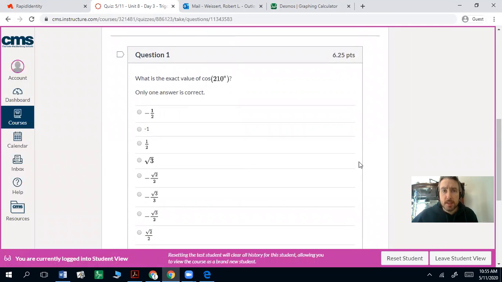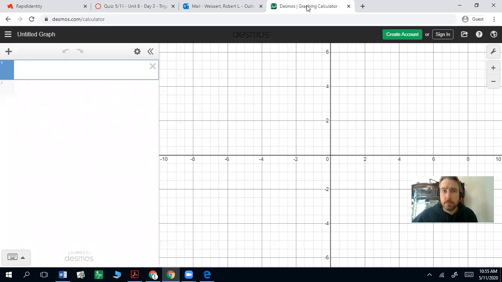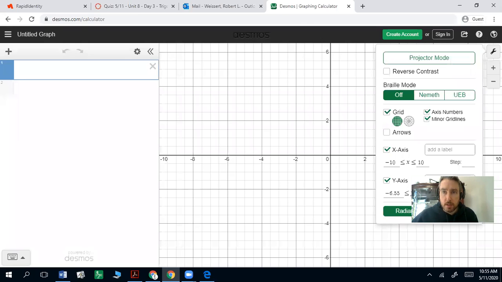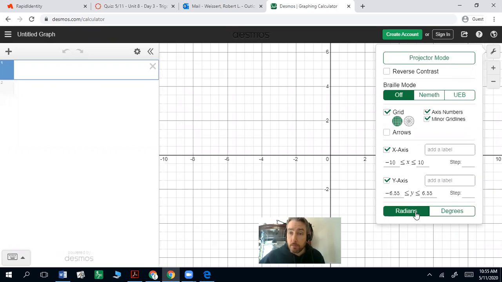So let me show you problem 1 so you know what I mean, okay? Problem 1 says, what is the exact value of 210 degrees? Well, first, go to Desmos.com. You don't need the graph, but you can have it there if you want. And since it's degrees, click the graph settings, click that little wrench. And if you look at your options down here, you have radians or degrees. Change it to degrees if it's in radians.